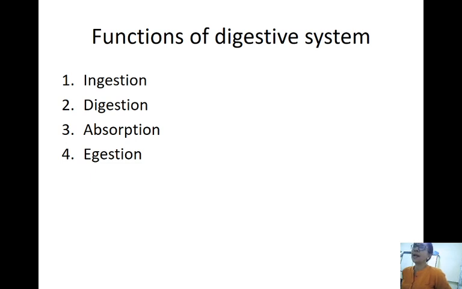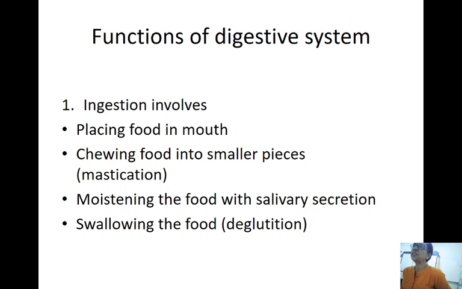The functions are first ingestion, then digestion, then absorption. So ingestion is further divided into steps. Ingestion involves placing the food in the mouth. That is the first step. We are putting the food in the mouth, then chewing the food into smaller pieces. We chew the food with the help of our teeth, tongue and all help in making the food into smaller pieces. That is called mastication.